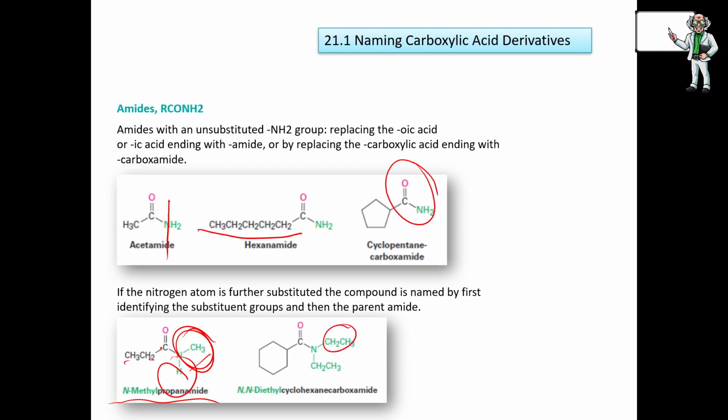If we have two different substituents, for example, this is an amide directly attached to a cyclohexane. That means that the name will be cyclohexane carboxamide. Okay? And then we say N-ethyl, because we have two ethyls, it will be N,N-diethyl cyclohexane carboxamide, as you can see here. If instead of two ethyls we have an ethyl and a methyl, it will be N-ethyl, N-methyl cyclohexane carboxamide. Okay?